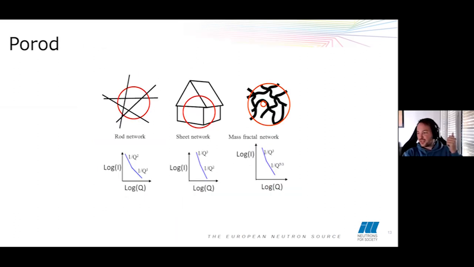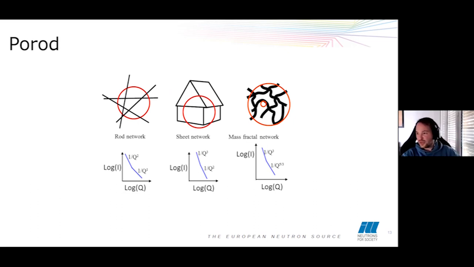But then things can be a bit more complicated. We can have different Porod regions. If we look at the first one, some rod networks, looking at very wide scales, we have a network of some sort with q to the minus 2. But then when we look a bit smaller, we can also have 1D objects. It's a network of 1D objects. So we'll have a part at q to the minus 2, and some part at q to the minus 1.